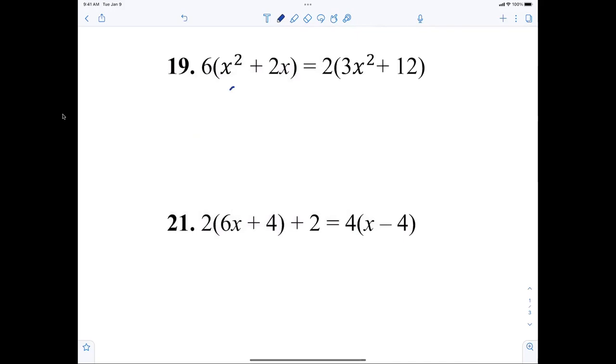Just watch. When you distribute, 6x squared plus 12x equals 6x squared plus 24. Believe it or not, in this unit we're going to start teaching you how to solve quadratics. We've only been able to solve something to the first power. Now we're going to show you how to solve something to the second power, and then eventually the third power. But for this time, what happens to the 6x squareds in this equation? They still cancel. So now we just have 12x equals 24. And so what do we have? Yes, x equals 2.